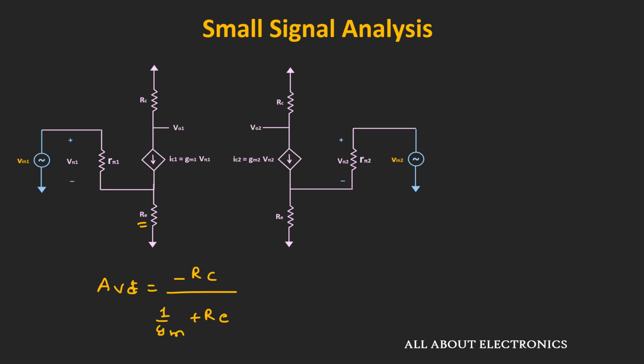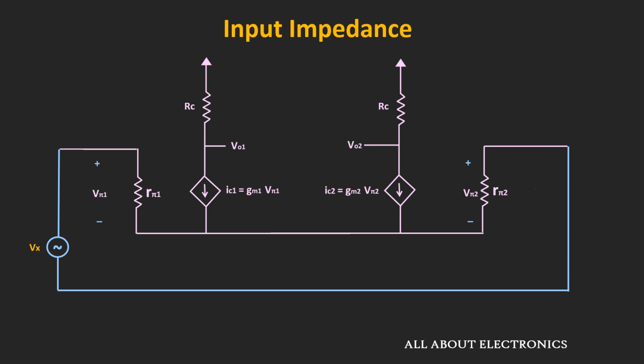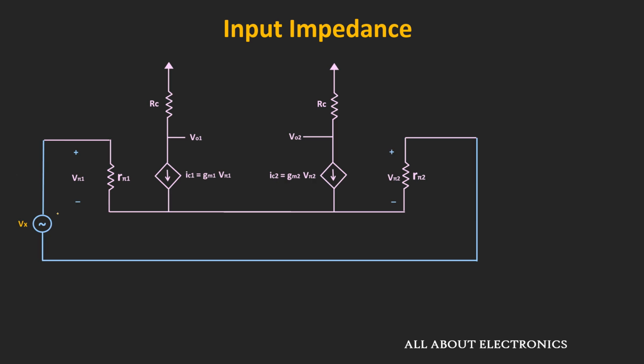So now let us find the input impedance of this differential amplifier. To find the input impedance, we will apply some voltage source Vx between the two inputs of this differential amplifier, and we will find the current Ix. And the ratio of this Vx and the Ix will give us the input impedance. So let's say the current which is supplied by this voltage source is equal to Ix. And the same current will also return to this voltage source, that is equal to Ix.